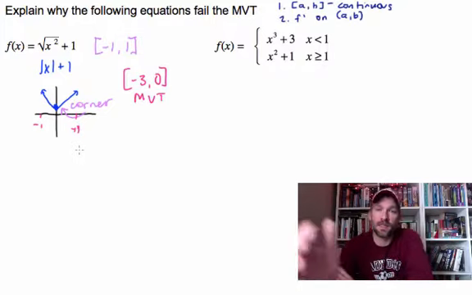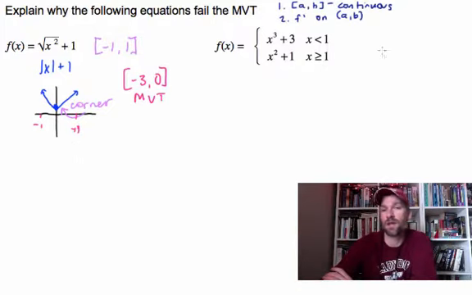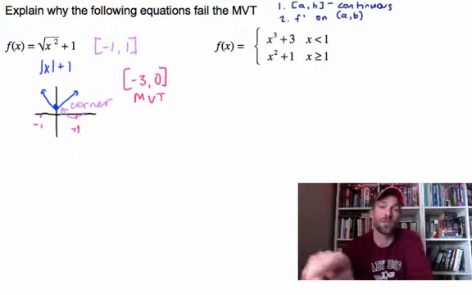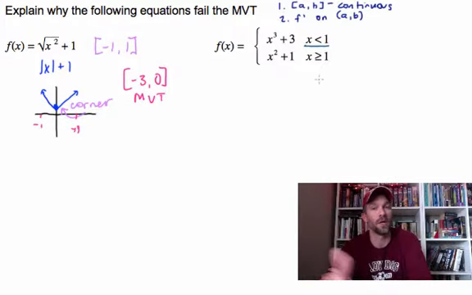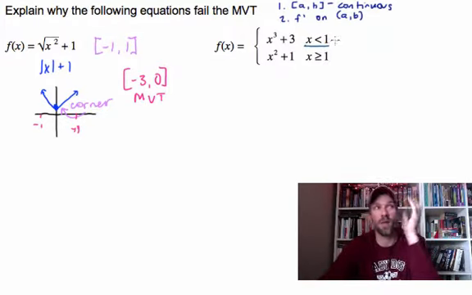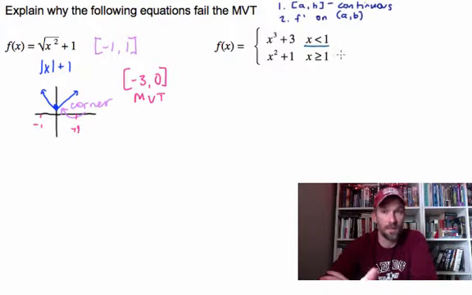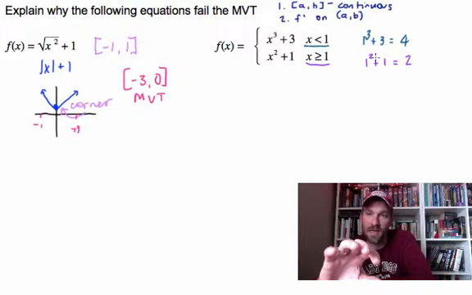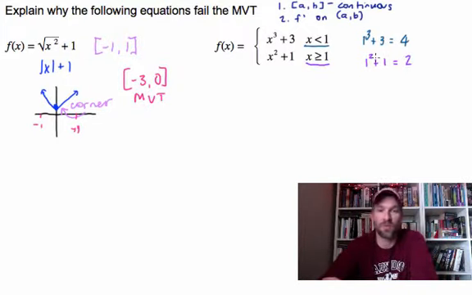The next one says that if we've got x cubed plus 3 for all values of x less than 1 and x squared plus 1 for all values greater than or equal to 1, well, right away my calculus senses are tingling. I want to know what the heck is going on at 1, because if these two functions don't meet at that point, we don't have anything that will work for the mean value theorem. So I'm just going to plug 1 in for both of these, and lo and behold, I get two separate values. I get some sort of curvy thing for the x cubed part, and some sort of parabola thing for the x squared part.